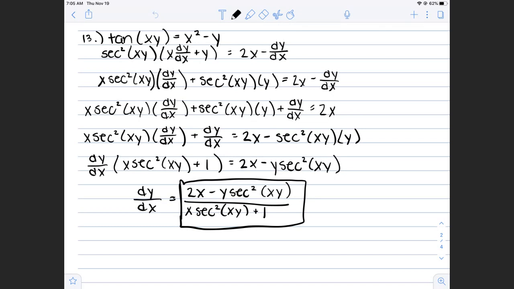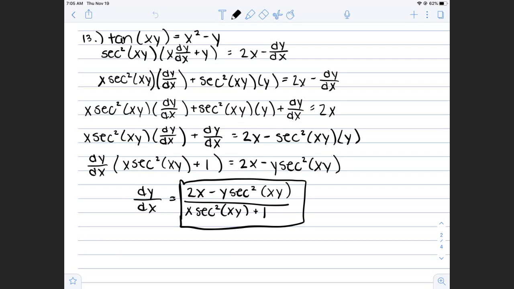So I know that for tan of x times y, the derivative would be secant squared x times y, and also you'd have to use the product rule for x times y, which is x times dy dx plus y, and we know that the derivative of x squared minus y would just be 2x minus dy dx. So next what I had done was distributed secant squared of x times y into x times dy dx plus y.